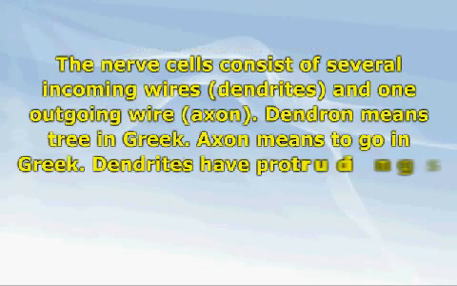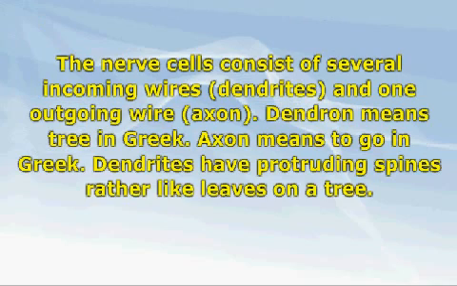The nerve cells or neurons consist of several incoming wires and one outgoing wire. The incoming wires are called dendrites, which are shaped like a tree. Dendron means tree in Greek. The one wire leaving to pass information to other neurons is called the axon. Axon means to go or travel in Greek. The dendrites have spines or protuberances, which are called dendritic spines and contain receptors for chemicals or neurotransmitters. They can be compared to leaves on a tree, if you will.